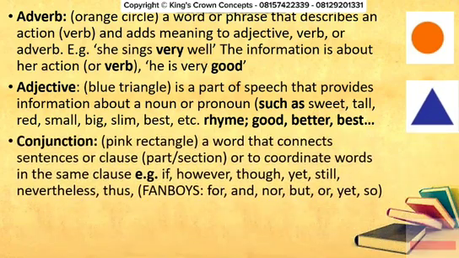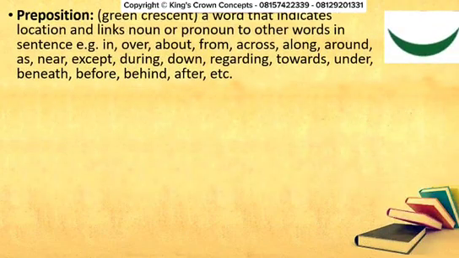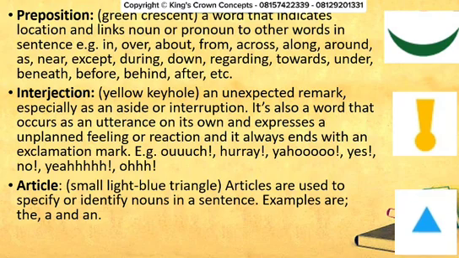We have conjunction represented with a pink rectangle. We have preposition represented with a green crescent. We have interjection represented with a yellow keyhole. You know those olden days keys that we used to have, that's the keyhole. We also have article represented with a sky blue triangle. The others are blue triangle, purple triangle, and black triangle. Why is this sky blue triangle?